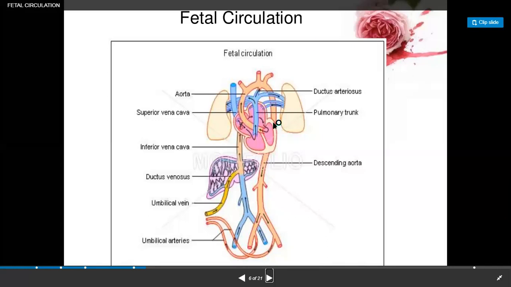Again from here, it goes into the heart. There is a shunt between the two atria, called the foramen ovale. From here, the blood goes to the arch of aorta. There is a connection between the pulmonary trunk and the arch of aorta, called the ductus arteriosus. So these are the three shunts: the ductus venosus, the ductus arteriosus, and the foramen ovale, which is present between the right and left atrium.